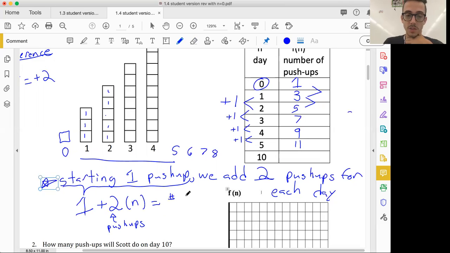And then this is all together going to get us the number of push-ups, which if we use function notation, we're going to call f of n. So if we were aiming for day 10, we could plug that in here for n. So we could have 1 plus 2 versions of that 10. This is 1 plus 20, so 21. Pretty simple there.